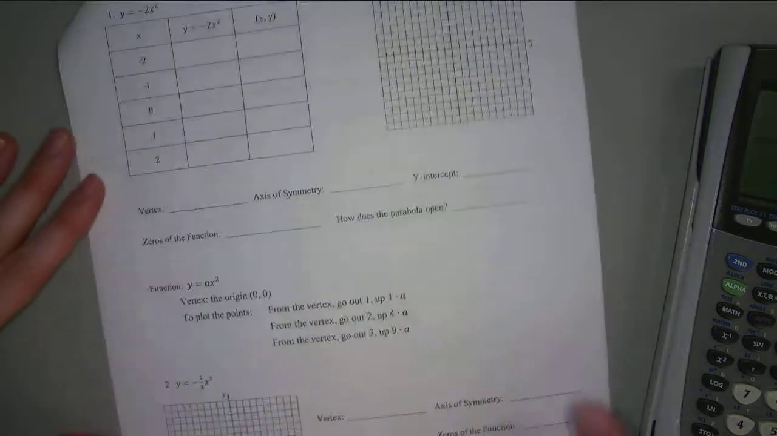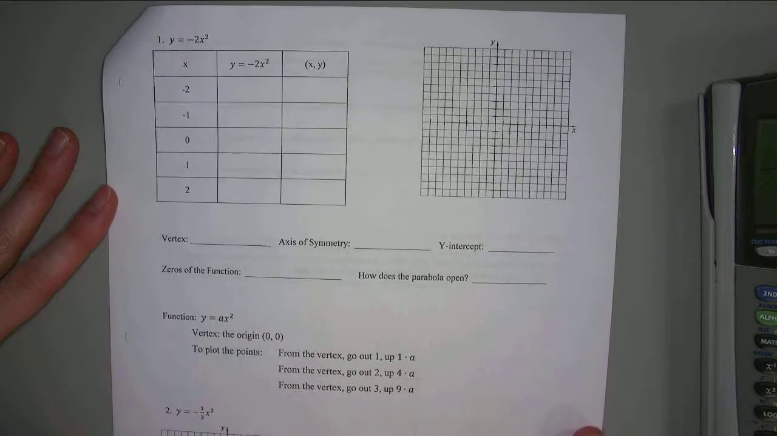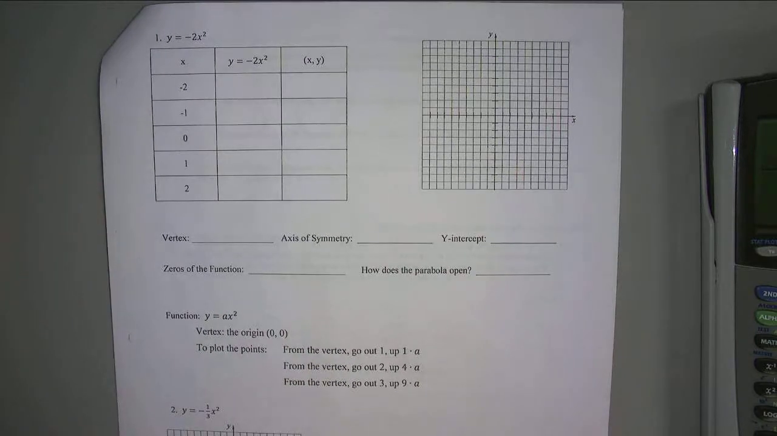So go ahead and flip it over. So notice number 1 looks exactly like we've been dealing with, x squared, but there's a negative 2 in front. Okay, let's do the chart and then I'll show you the shortcut, okay?